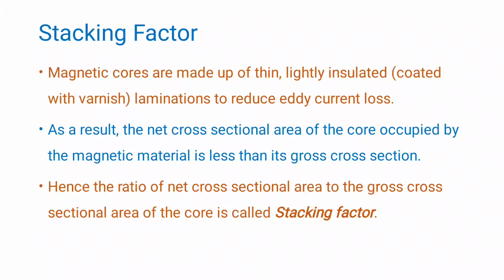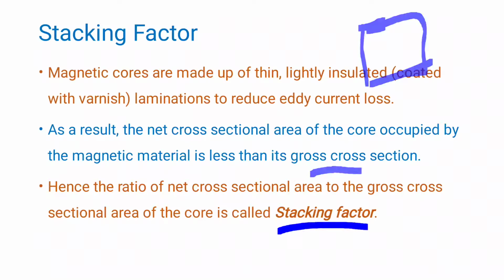As a result, the net cross-sectional area of the core occupied by the magnetic material is less than its gross cross-section. So we know that it has been stacked or laminated. Because of that, the cross-sectional area of this stack is going to be less than the overall cross-sectional area of that material. Hence, the ratio of the net cross-sectional area to the gross cross-sectional area is called the stacking factor. I hope you understand.